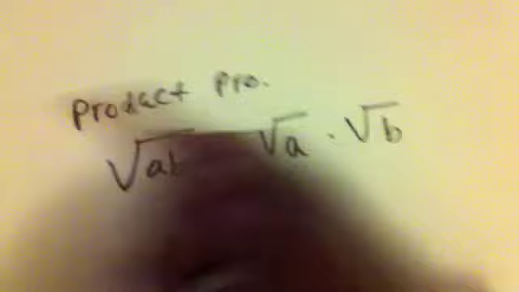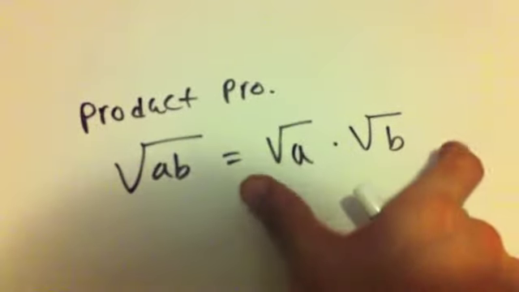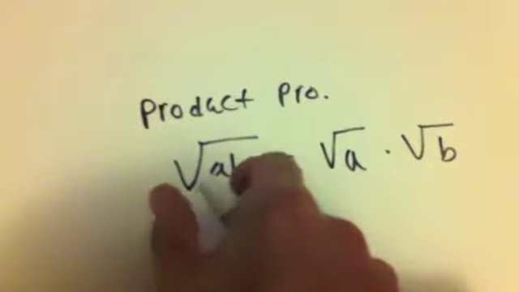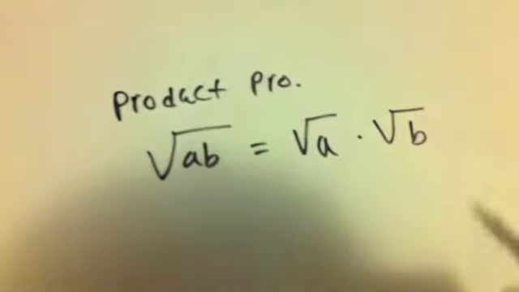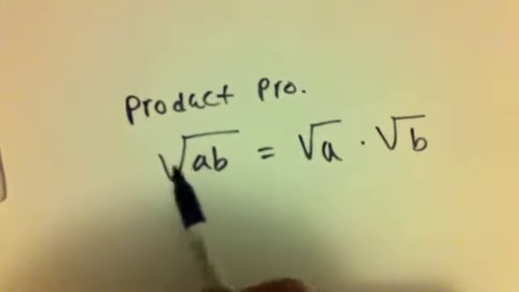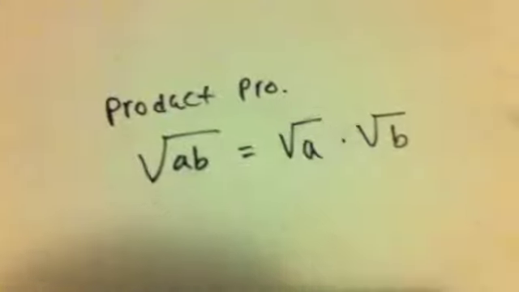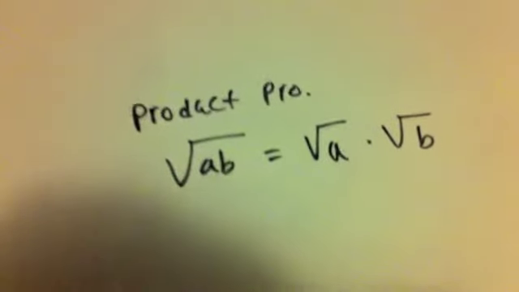Or we can work backwards. If we have two numbers being multiplied like this, we can combine them into one product. So don't always think you have to go this way. Properties work in different orders sometimes.